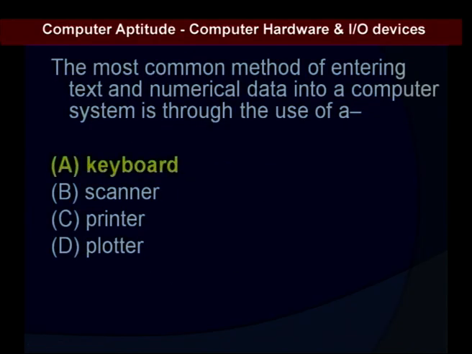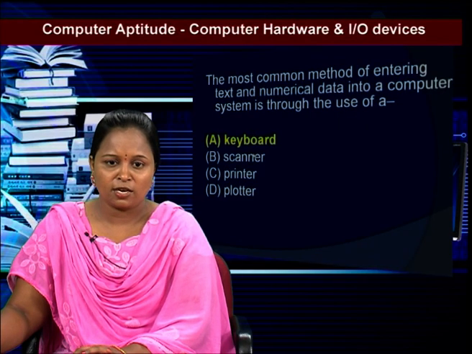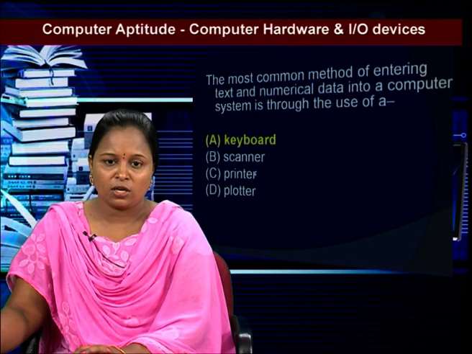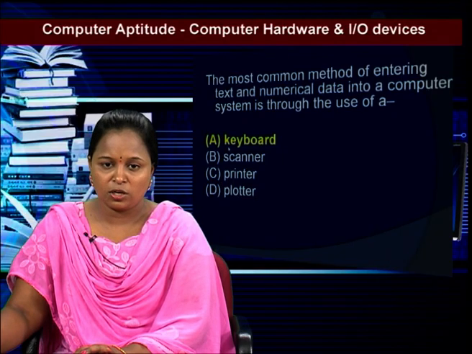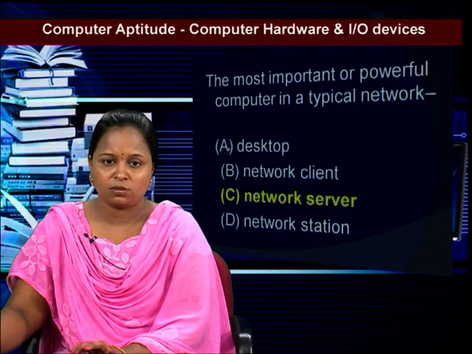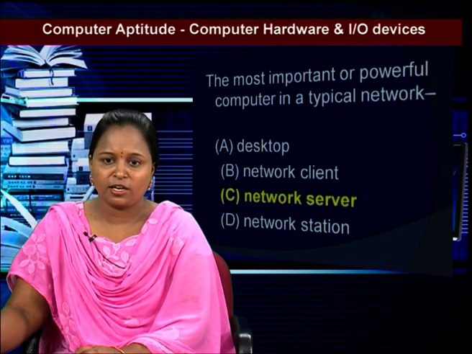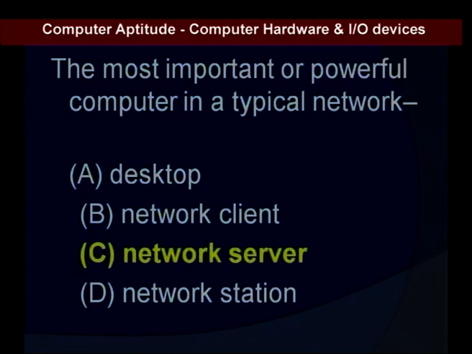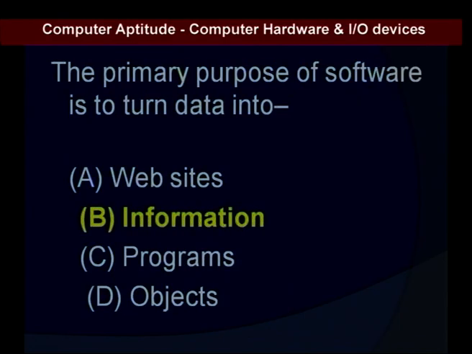The most common method of entering text and numerical data into a computer system is through the use of a keyboard. Using the keyboard, we enter numericals, alphabets and different types of operators. So scanner is not the answer, nor are printer and plotter. Keyboard is the correct answer for this question. The most important or powerful computer in a typical network is the network server. This is the typical network.